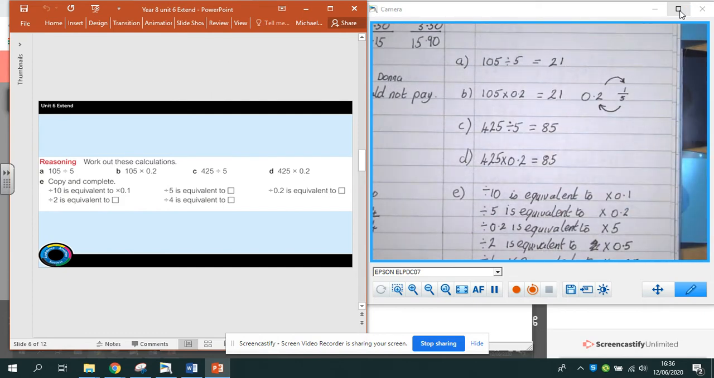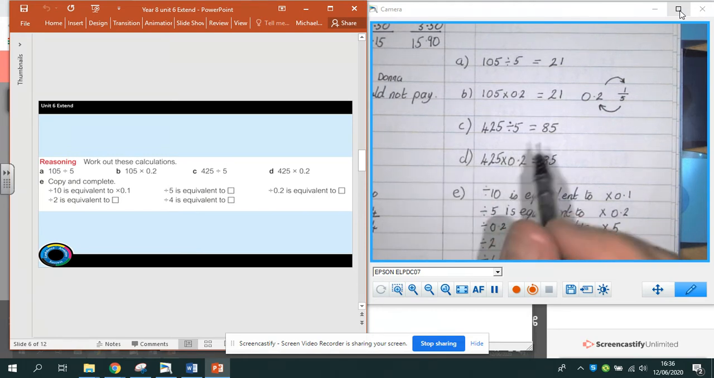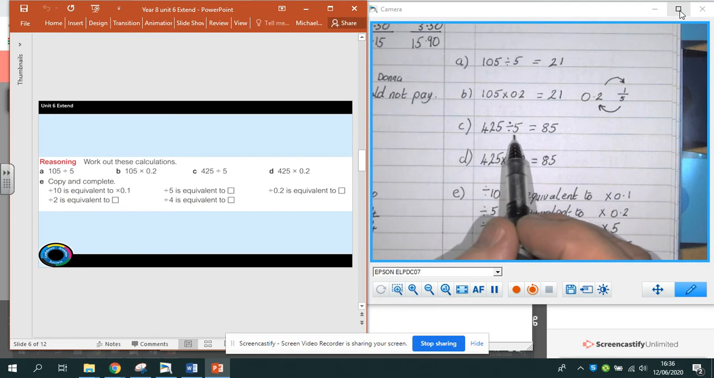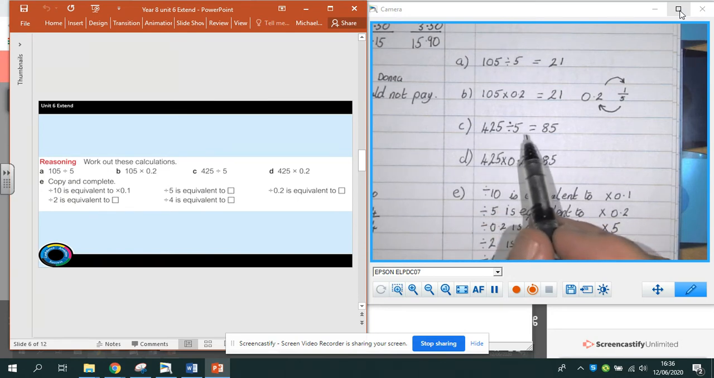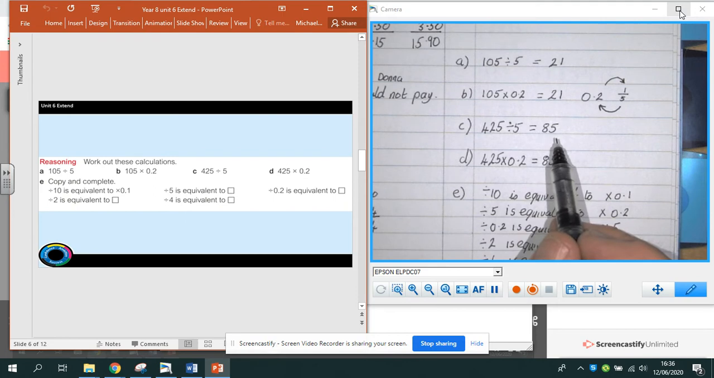So think about that as we're going through this. 425 divided by 5. Well, 400 divided by 5 is 80. 25 divided by 5 is 5. So 425 divided by 5 is 85.